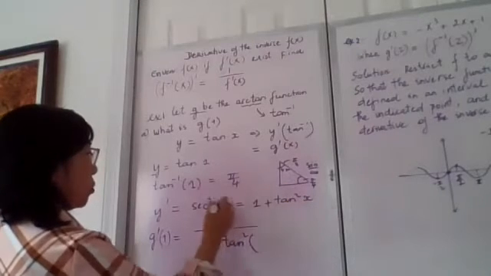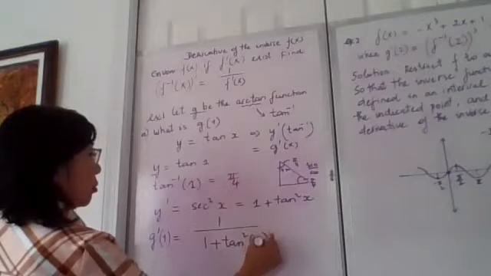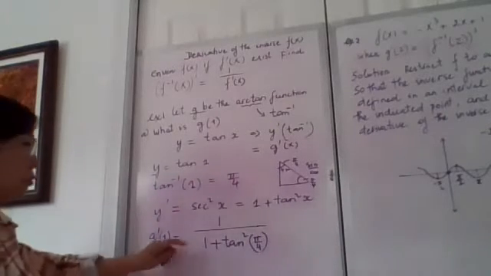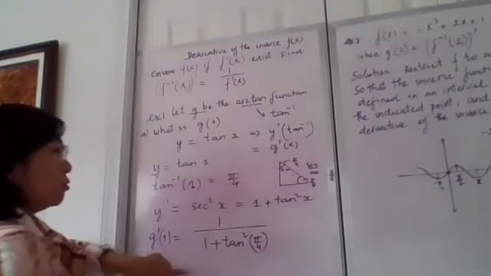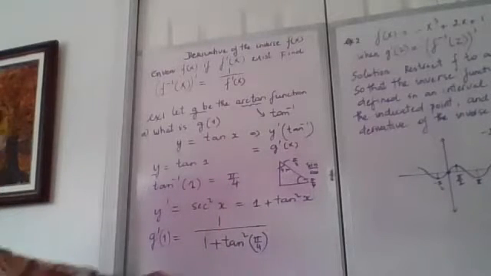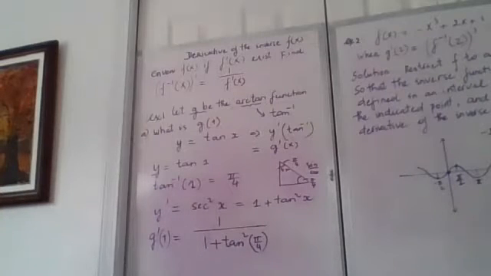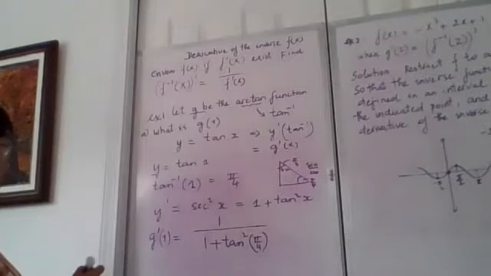Now we know the angle of 1 is pi over 4. So that is g prime of 1. That's the solution of it. 1 over 1 plus tan squared pi over 4. Okay, so that's how we find the derivative of this inverse function.